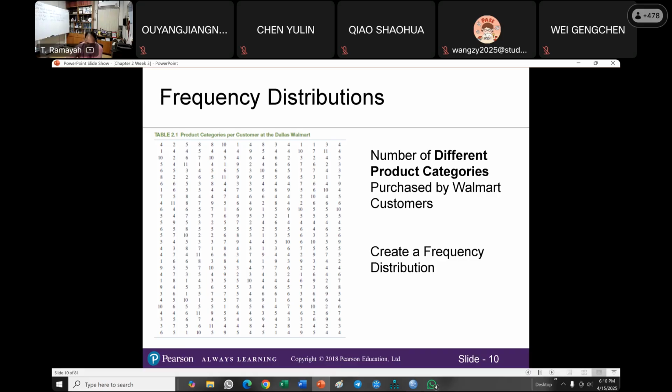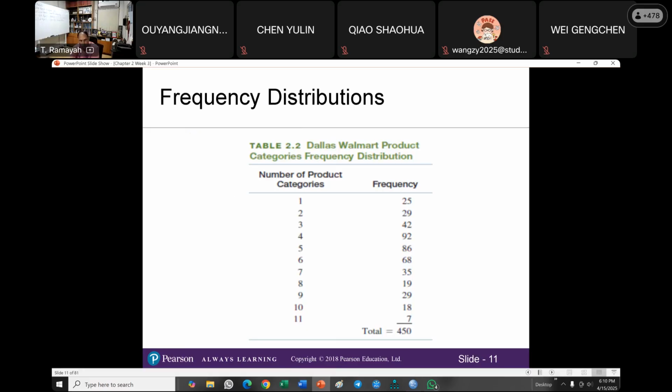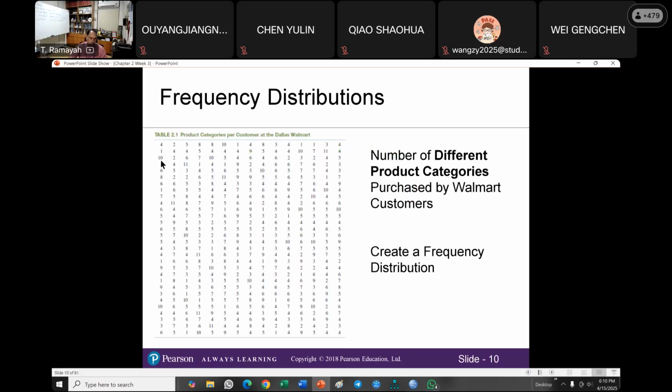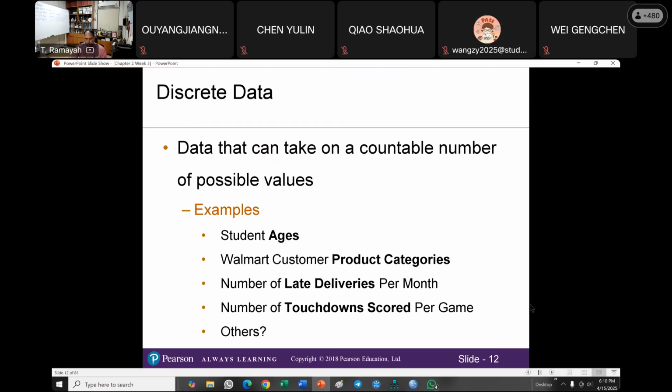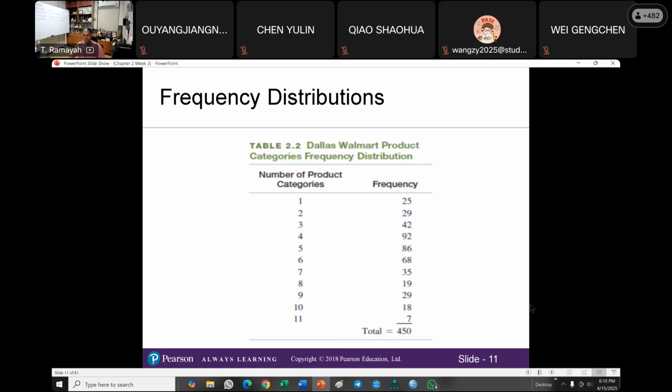So that is why what we will do is first we will sort the product categories, from number 1 to 11. We have 11 categories of product. Based on these 11 categories of product, we will now count the number. How many times was product category number 1 bought? Here you have 1, 2, 3, 4, and so on, right? We will count them, and now we are summarizing them into a table.